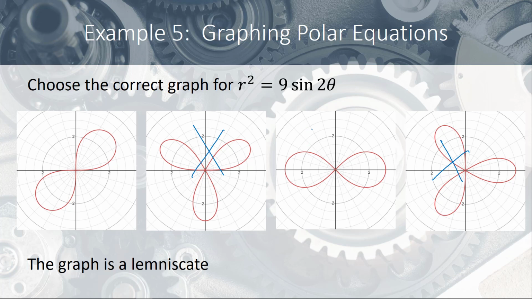This is along the x-axis. This is what we would get if this was cosine instead of sine. So this one is out. It has to be this one right here. And again, they'll be asking what kind of graph it is, and that would be the answer.